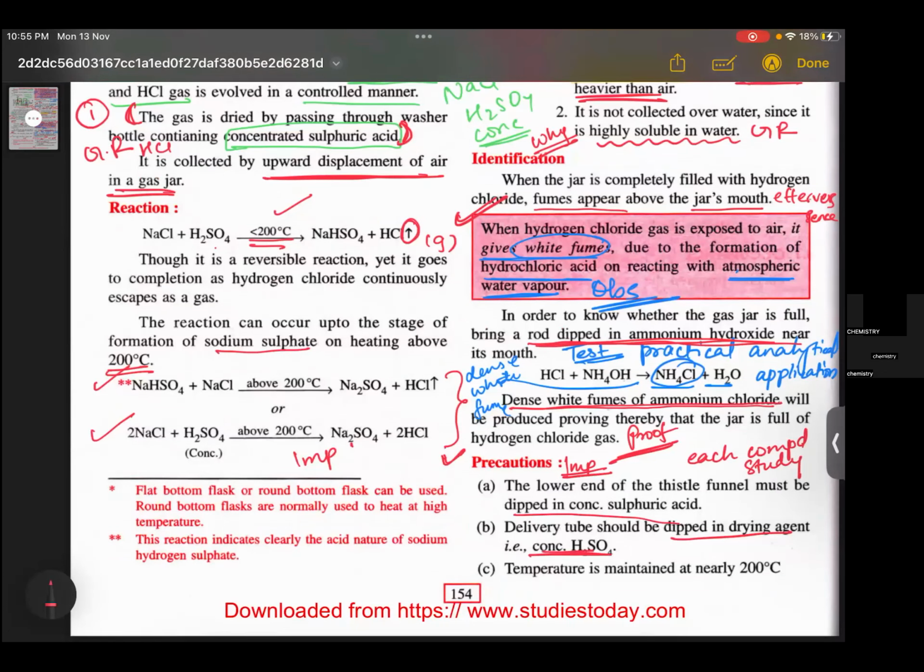This was a brief overview of your entire laboratory preparation of hydrogen chloride gas. At the end of the chapter, we will go through a revision, a quick 10-minute run through of the whole chapter.